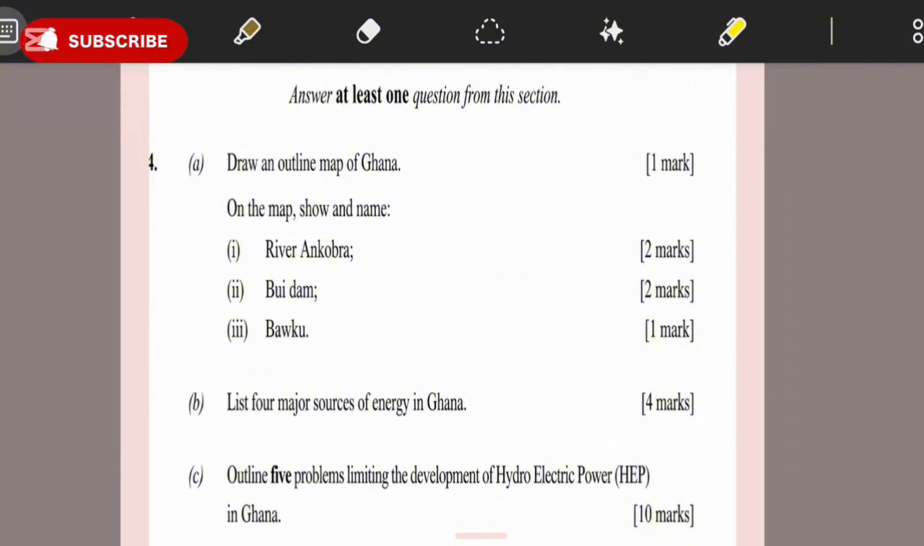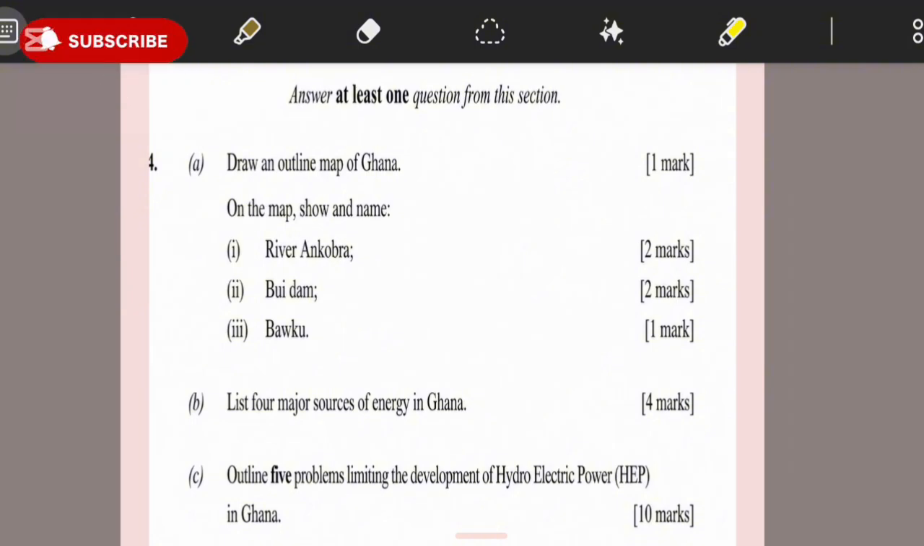The question is asking us to draw an outline map of Ghana for a mark. So after drawing the map, we should insert the River Ankobra, the Bui Dam, and the Bawku. Bawku is a region. We should insert it in the map. So after answering part A, we come up with 6 marks.